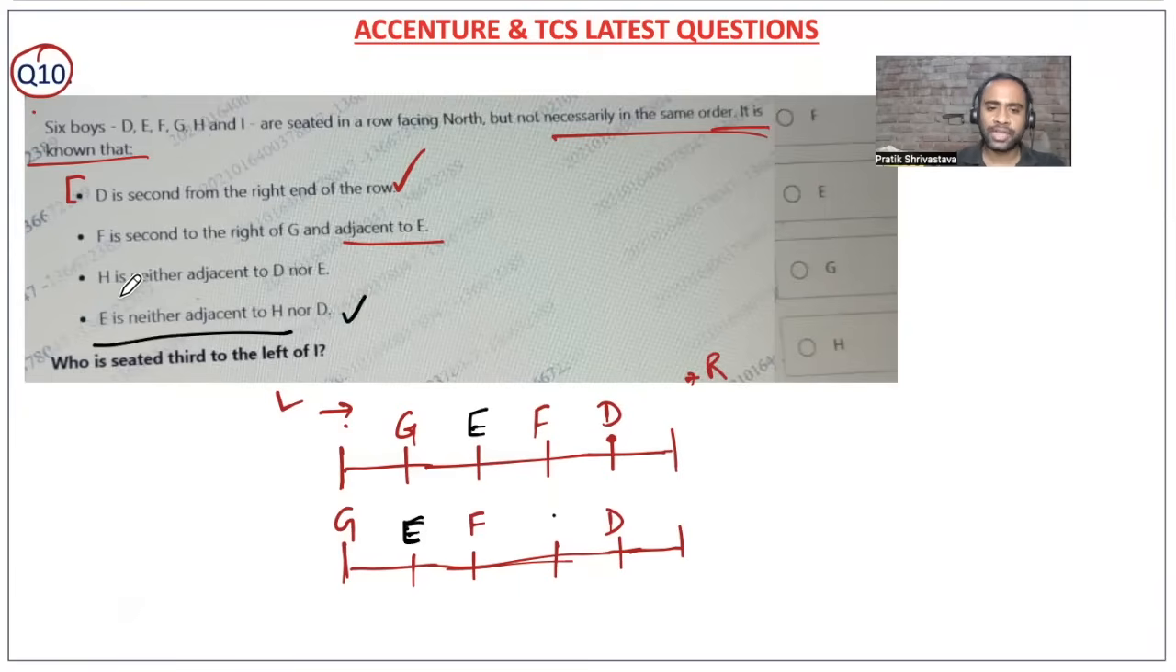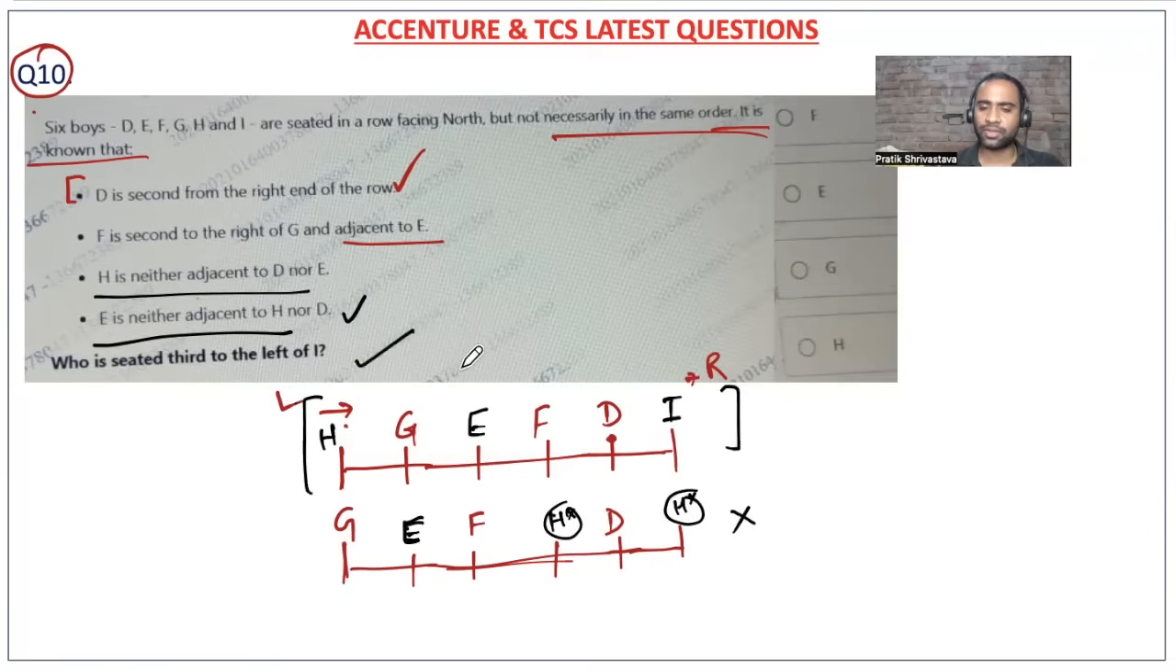Then they are telling H is not near D nor E. Now here H can be placed either here or here. In this diagram, if you try to place H, it will be near D only, so this is ruled out. So H will be placed here because it cannot be near D, and I will be placed here. That's all. Now, who is seated third to the left of I? First left, second left, third left is nothing but E. So option 2 will become the correct answer.